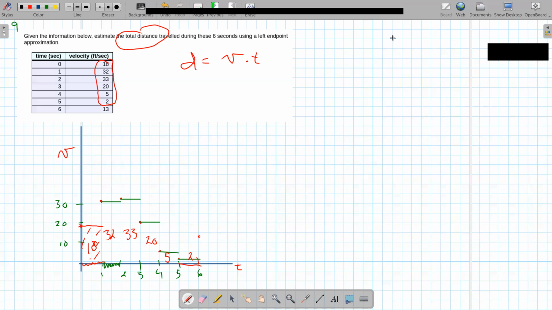And again, this is a Calc 2 type problem, so these are the kinds of things you're going to do next quarter.